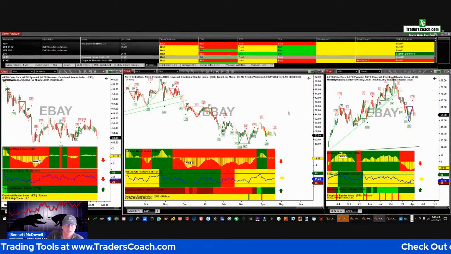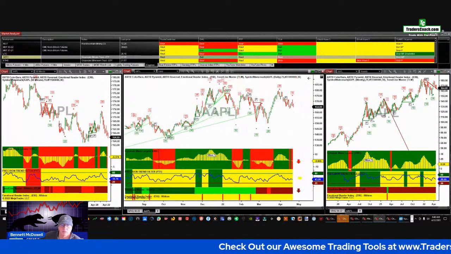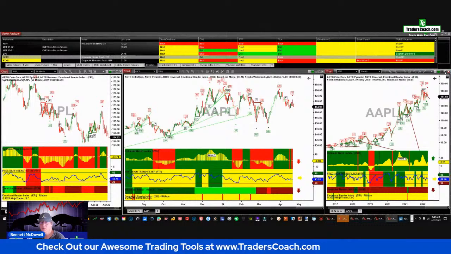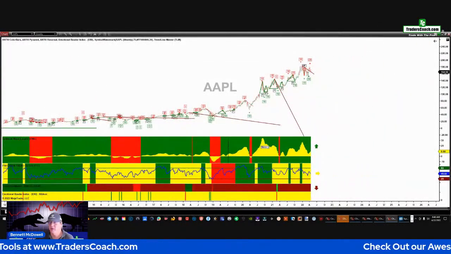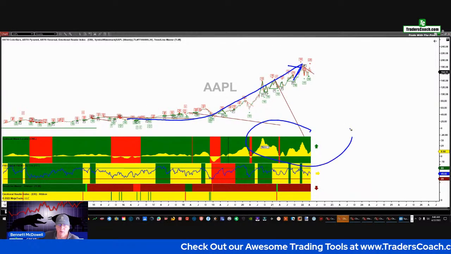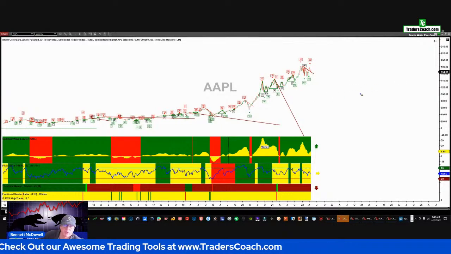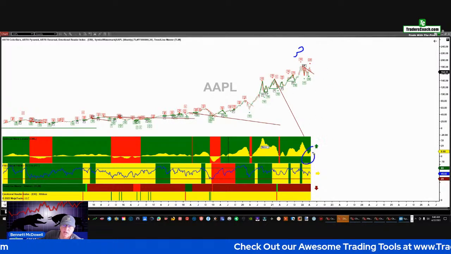AAPL. Let's see what we got here. All right, so here is Apple. Let's open this bad boy up. Again, screams wave 3, right? Boom. Wave 3 is always the highest high in that move up, provided we don't have enough of a pullback to warrant a wave 4. We haven't had that. So this is the wave 3 high top. We still got green. It still could make another high. Wave 3 could still move over here.